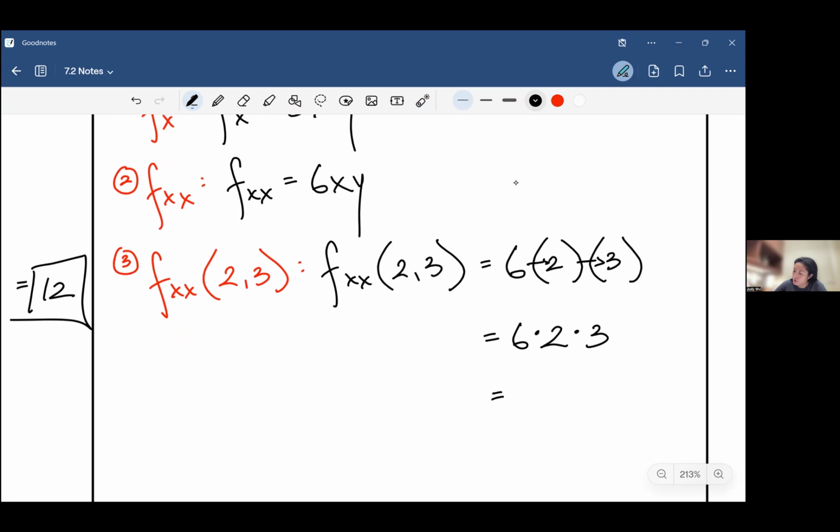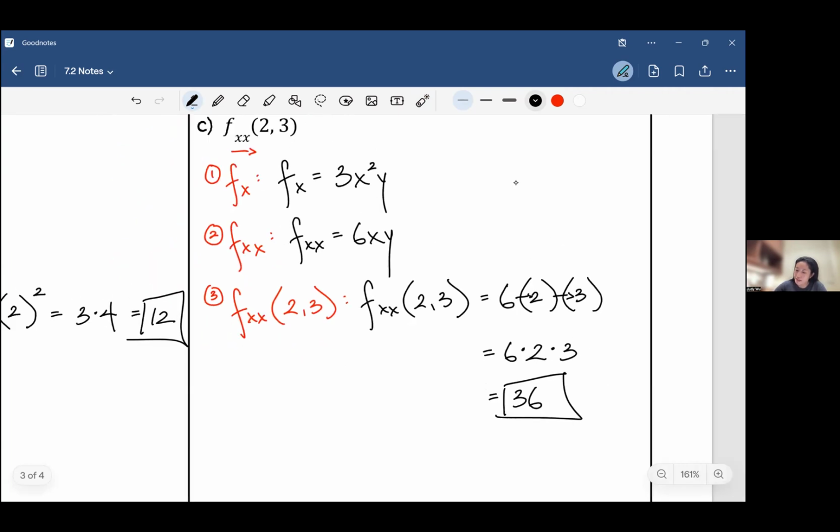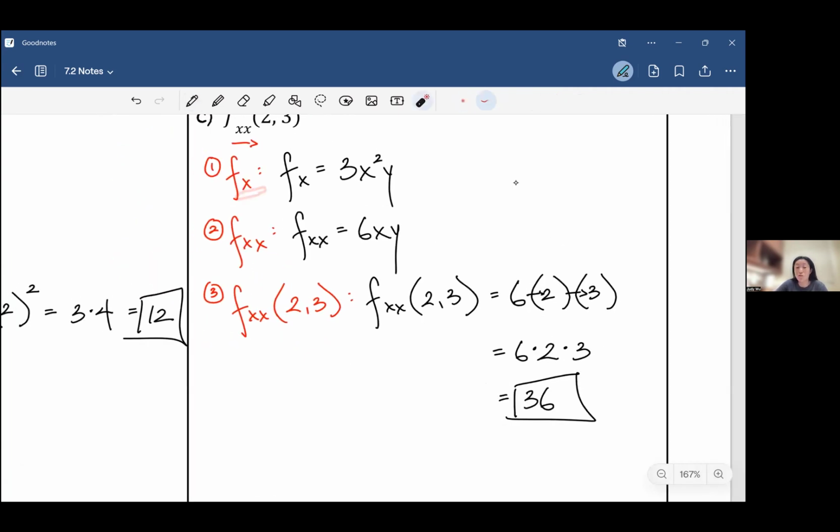6 times 2 is 12, times 3 gives you 36. And that means that the x slope is changing in the x direction at 36 when we're at the point 2 comma 3.